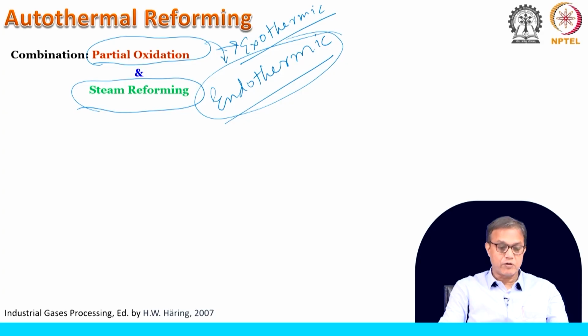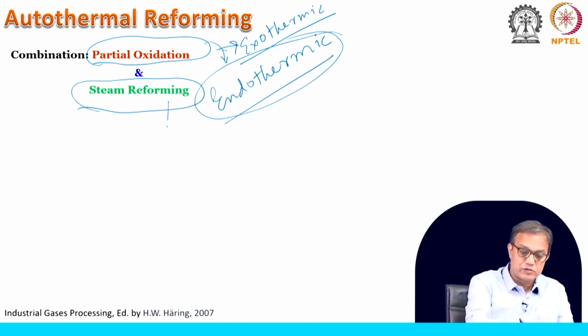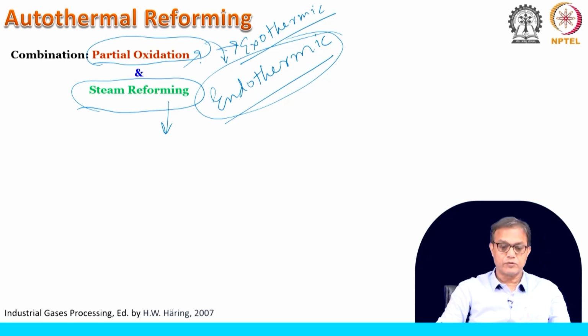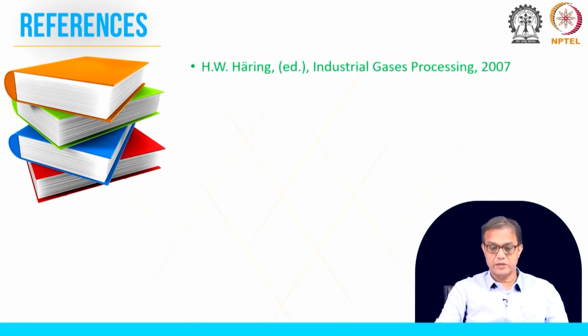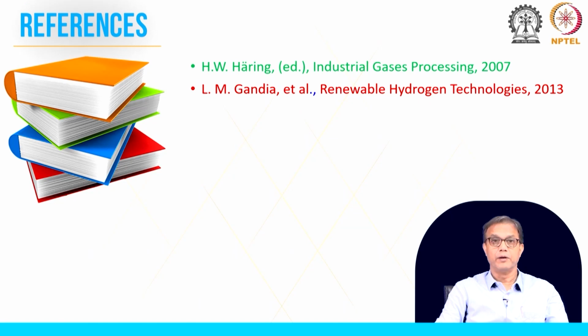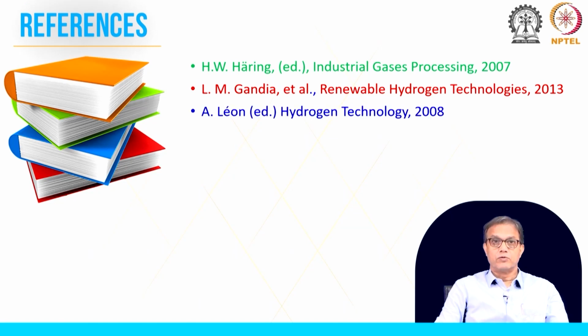We will talk about these three processes, how they are happening. Steam reforming is a catalytic process, and this is a non catalytic process. We will see how these autothermal reformers are made, and these are some of the references, and you can go through these literatures or read these books for this lecture.